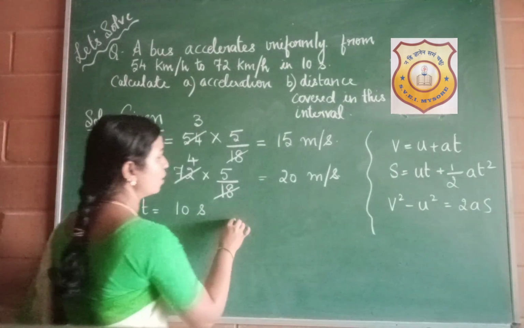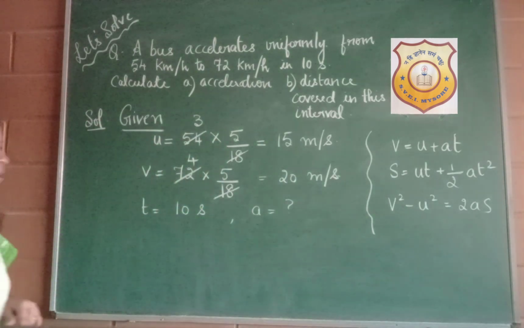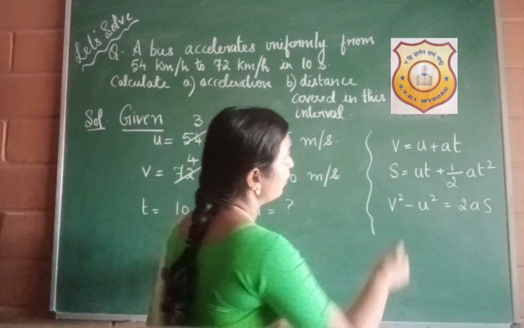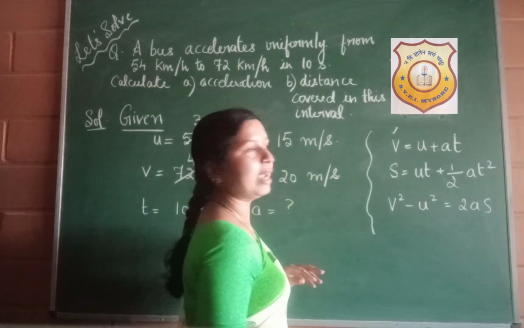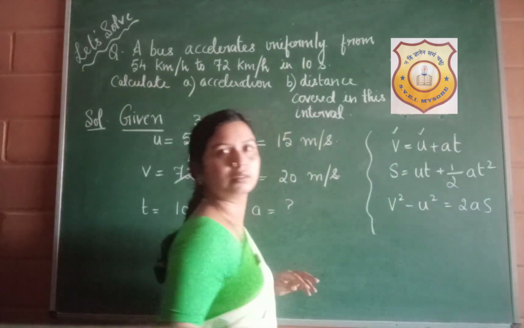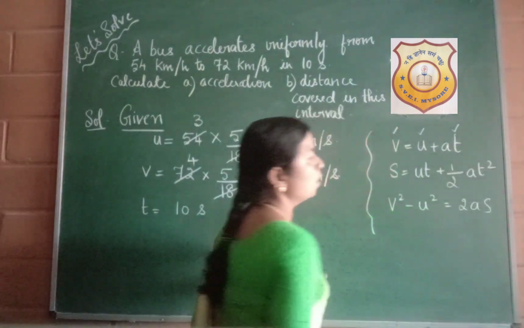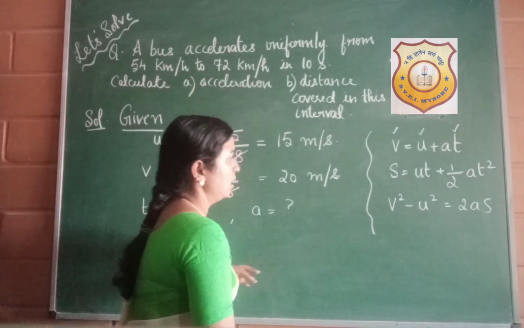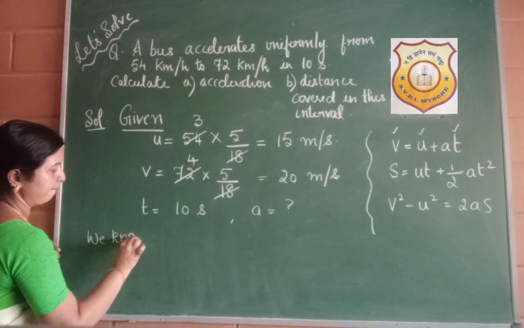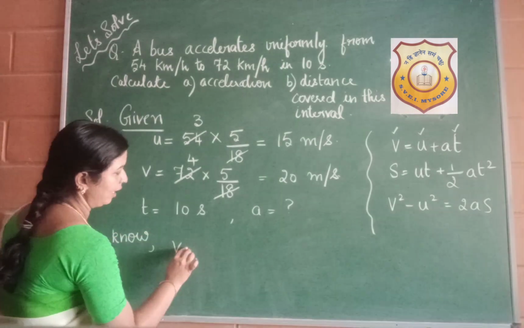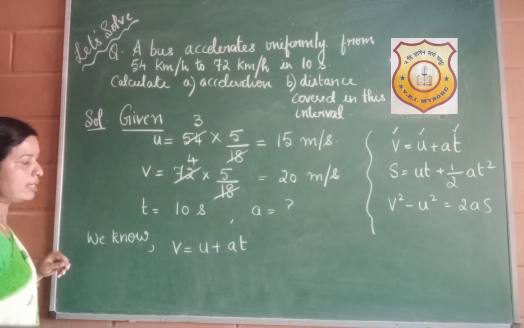Alright. So what is it we have to calculate? At first we have to calculate acceleration. Alright. So here if you see the first equation of motion, v is given, u is given, t is given. So we have to find a now. So if we know v equal to u plus at, how do we calculate a from this?